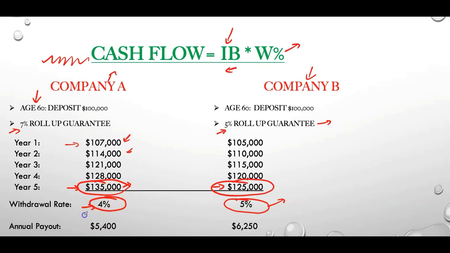When you take 135,000 multiplied by 4%, this is going to produce this person, if they gave 100 grand, $5,400, or 5.40% cash flow. Company B, even though this number looks smaller, would produce this individual a $6,250 cash flow, or 6.250% cash flow, with that same $100,000 deposit. So in this example, even though the 7% number looked higher, the withdrawal rate percentage was less, and the combination of those two is what determines which carrier you should go with if you're looking to leverage an income rider. And income riders are pretty universal in how those concepts work: income base multiplied by withdrawal rate percentage.